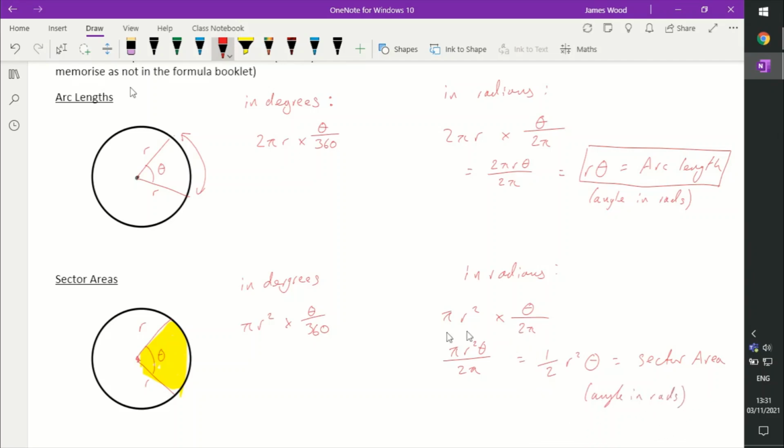And that's much nicer than this one. Just use half r squared theta. We don't even need to deal with pi. The fact that we're using radians basically deals with pi for us. It's quite handy. So these two formulas, the arc length is r theta, and the sector area is half r squared theta, when your angle is in radians. These are two formulae that you should definitely try and remember. Unfortunately, they're not given to you in the formula booklet, but it's really useful that you remember these for when you're working on these sort of problems.